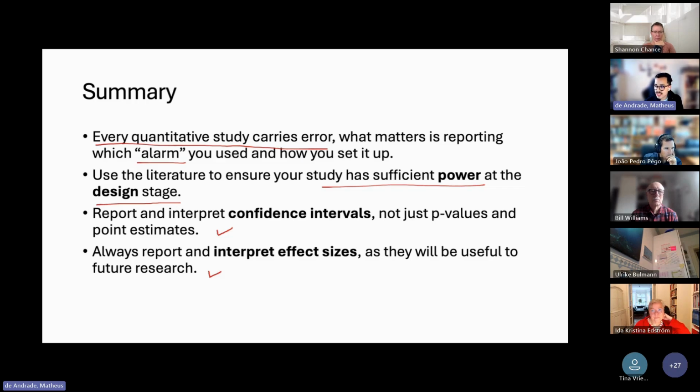Always report the effect sizes because of two reasons. It will probably increase your citation potential. People will be able to use your study to power their study, maybe if they're looking at something similar. And it really helps people coming into the future that are summarizing the literature and looking for consensus or the basis of evidence of something.